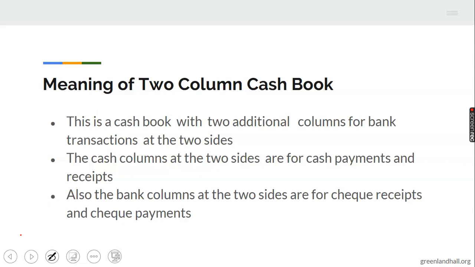The cash columns at the two sides are for cash receipts and cash payments. Also, the bank columns at the two sides are for check receipts and check payments.